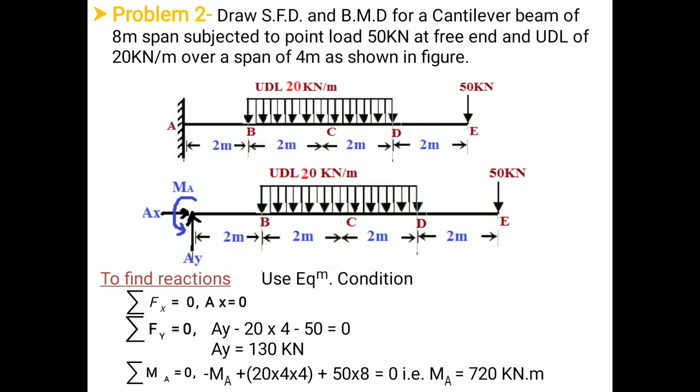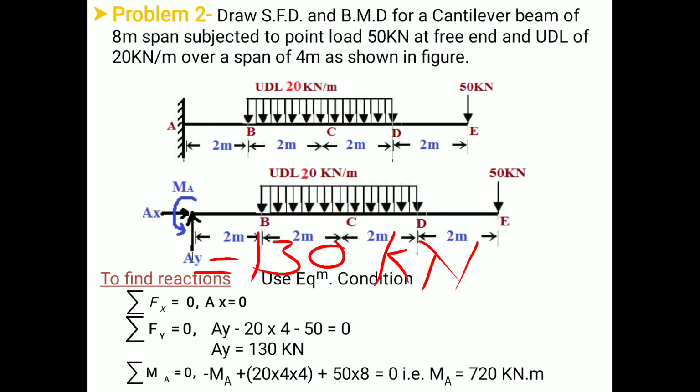Second equilibrium equation is summation of Fy is equal to 0. So summation of Fy means this Ay acting in upward direction, therefore will be positive, minus 20 into 4, so it's a UDL converted into point load, minus 50, this point load it is acting in downward direction, therefore minus 50, which is equal to 0. After solving this equation, we have Ay is equal to 130 kN. So the reaction in upward direction, that is Ay is equal to 130 kN.